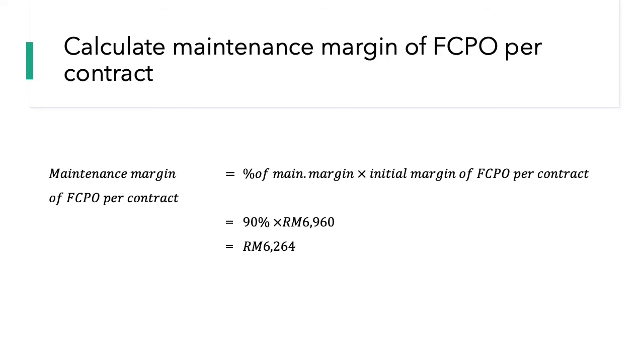Next, you need to calculate maintenance margin of FCPO per contract. Maintenance margin of FCPO per contract is equal to percentage of maintenance margin times initial margin of FCPO per contract. We use this formula because the question states that the maintenance margin is 90% of initial margin. So 90% times initial margin per contract, 6,960 ringgit, you get 6,264 ringgit.